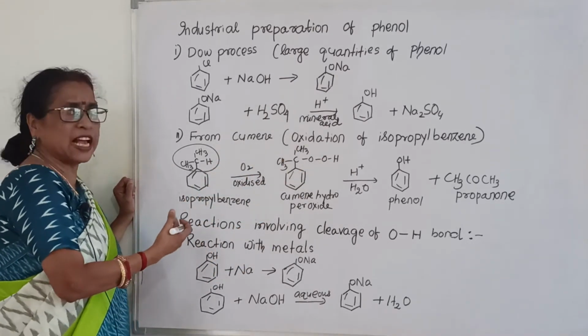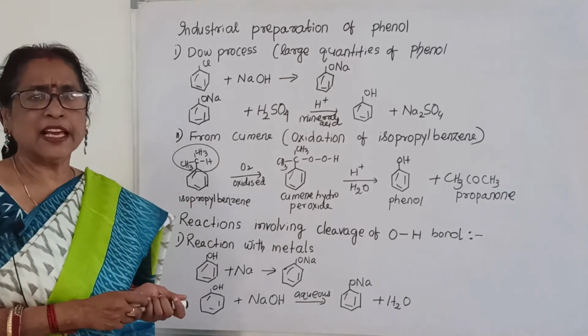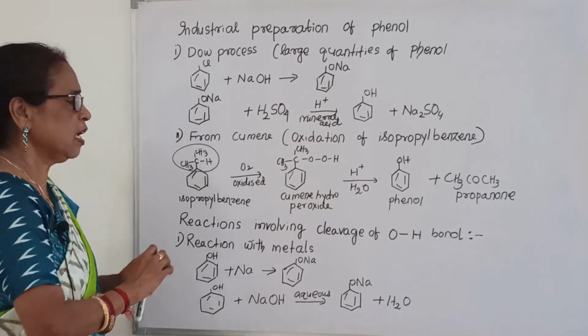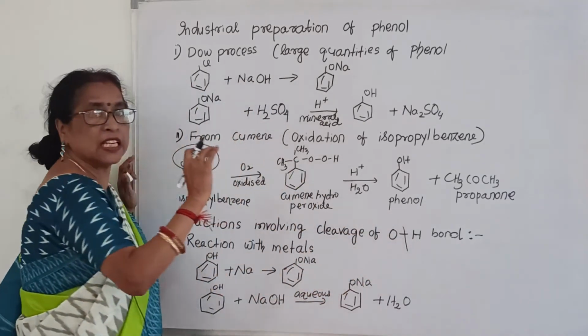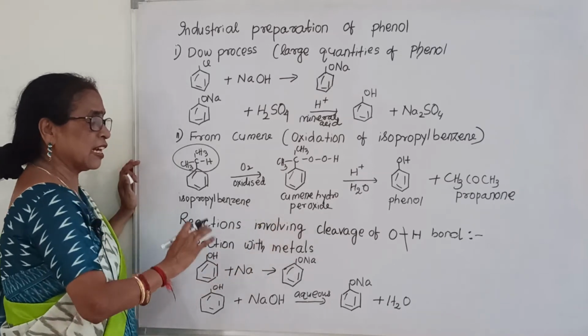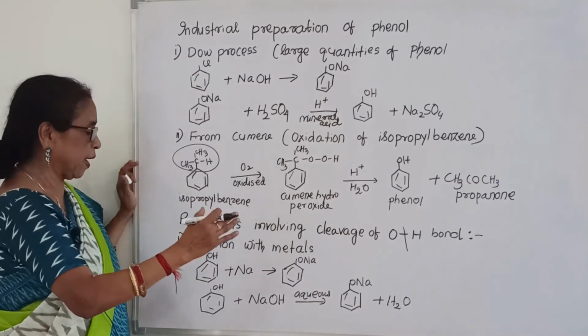Then next we come to reactions. What are the chemical reactions involved in the chemical properties of phenol? In phenol, there is one bond, the OH bond, and another bond, the CO bond. Now we will see first the reactions involving cleavage of the OH bond, that means how the OH bond will break.